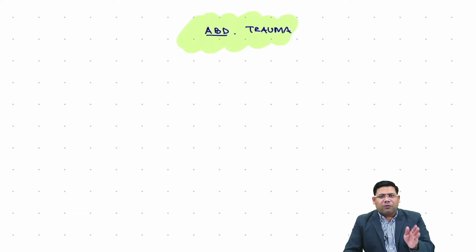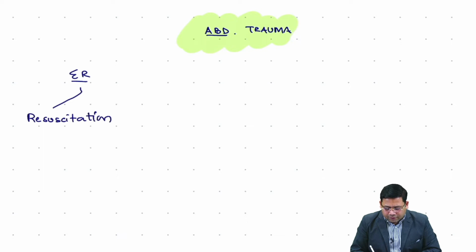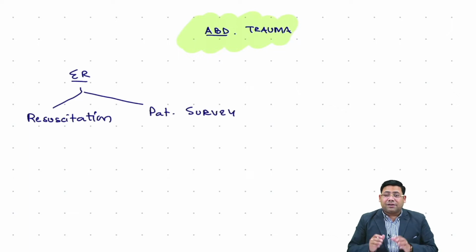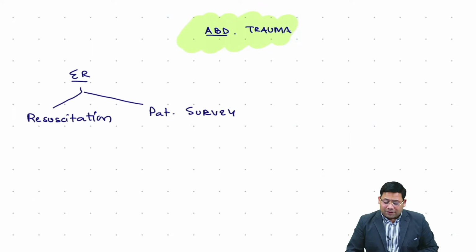Students, you have to understand that primary survey and resuscitation are done simultaneously. This is very important. Whenever a patient is brought to the ER, the next thing is resuscitation, and not only resuscitation, the patient survey is equally important. Which is done prior and which later? The answer is both of them are done simultaneously.